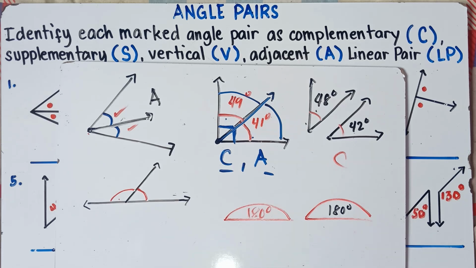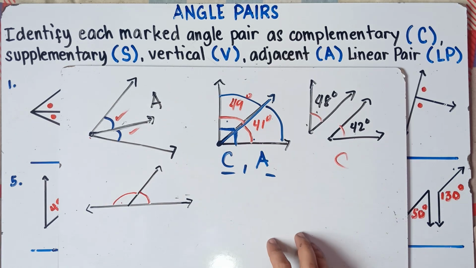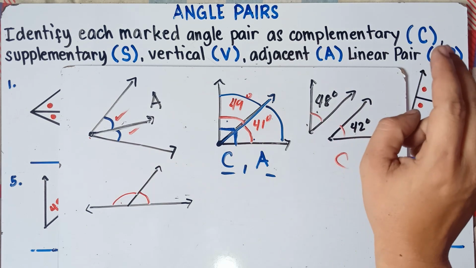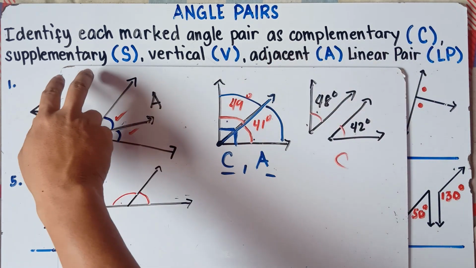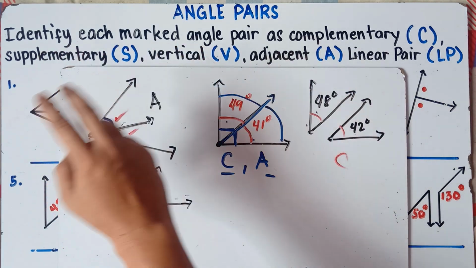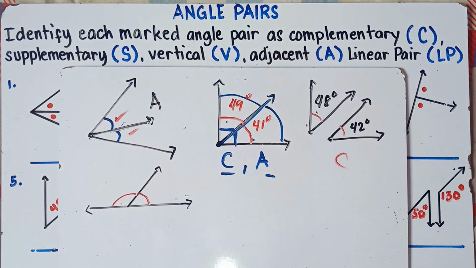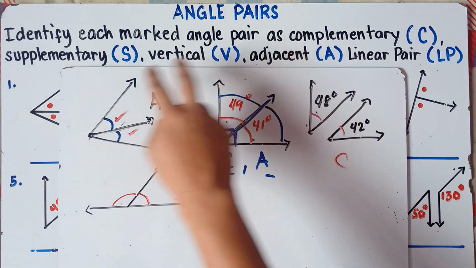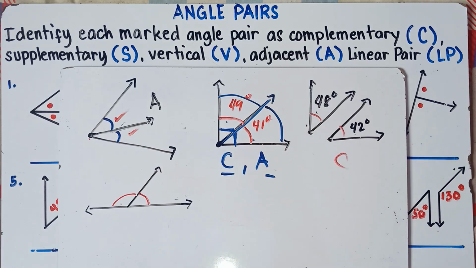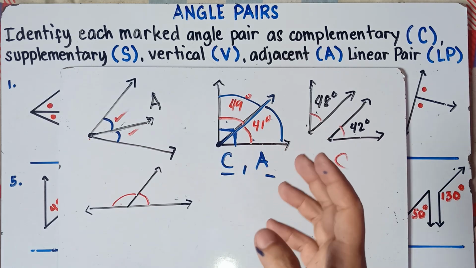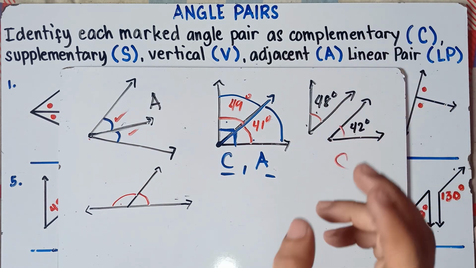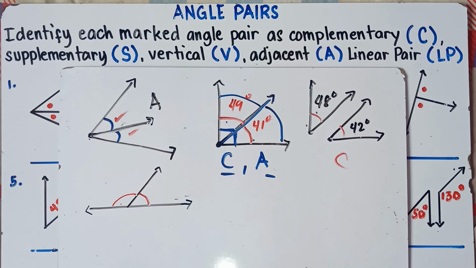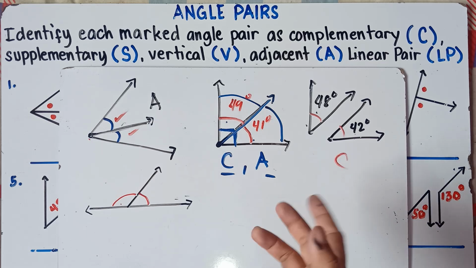Now, question, sir, what are those linear pair? Linear pair, class, are two adjacent angles that add up to 180 degrees. We already explained that on the first part of our video. What would be the difference between the linear pair and supplementary angles? Many of the students are confused with the difference because they both add up to 180 degrees. But the difference, class, is that a linear pair must be adjacent angles that add up to 180 degrees.